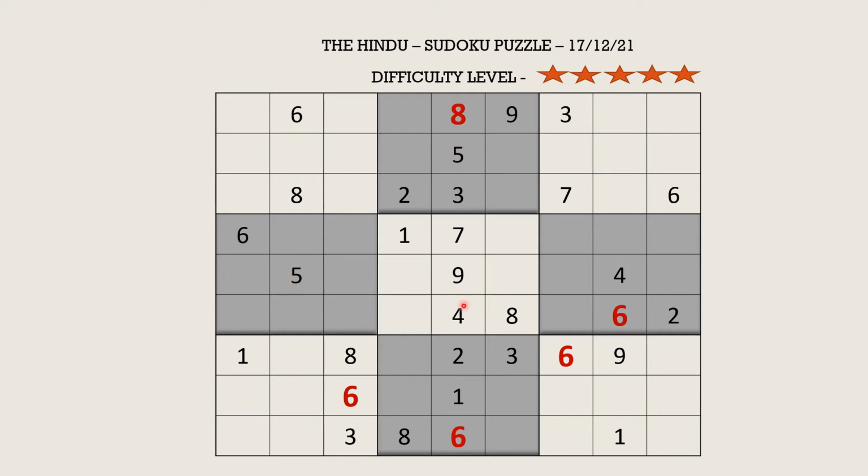Fine, let's check for 8. This 8 blocks here, this 8 blocks here, and we have an 8 blocking here, so this is an 8. So this 5 blocks here. There are ghost numbers here, 5s. So let's mark it, with small 5s here.